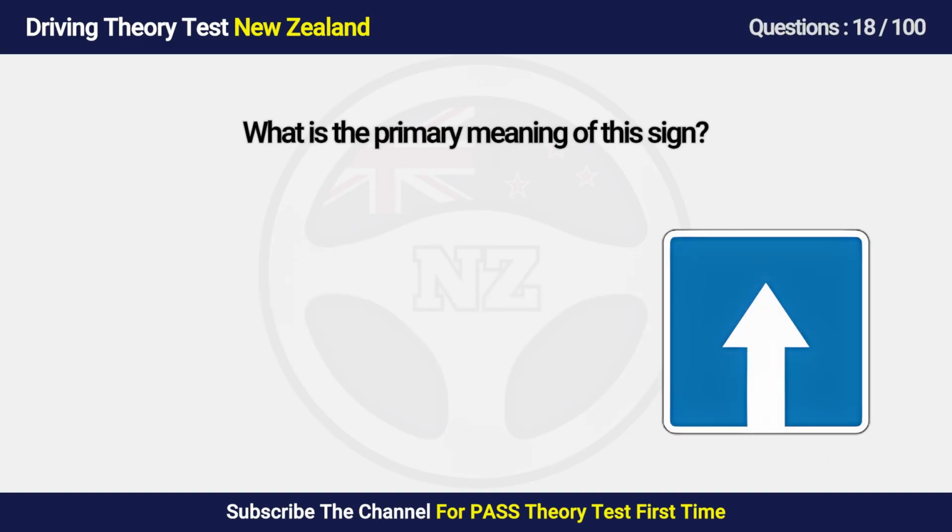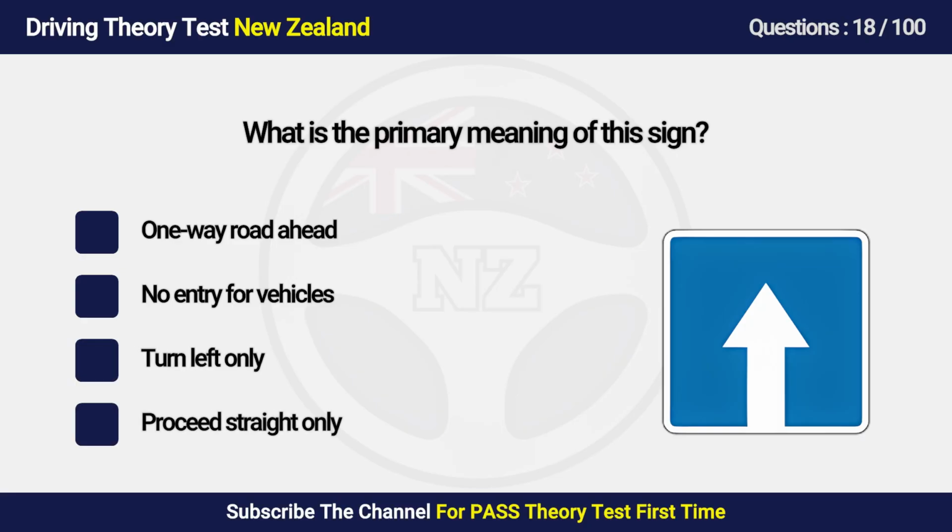Question 18. What is the primary meaning of this sign? A. One-way road ahead. B. No entry for vehicles. C. Turn left only. D. Proceed straight only.